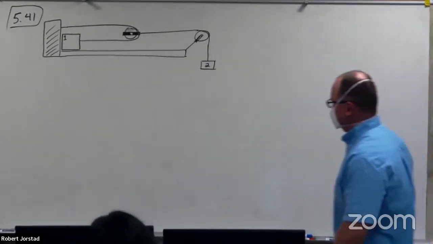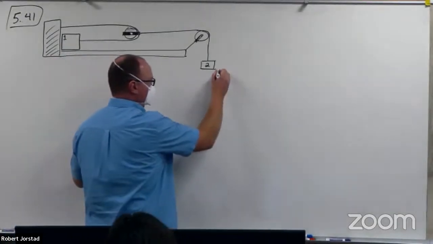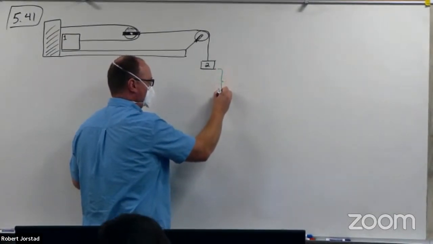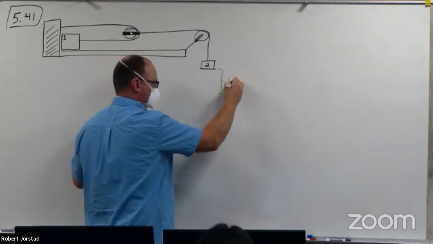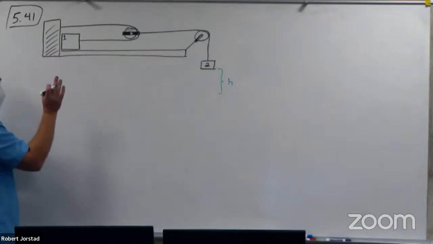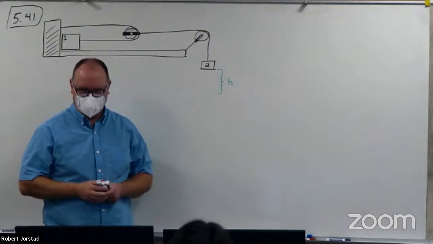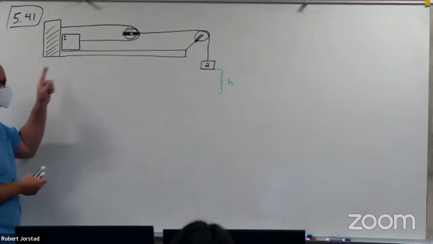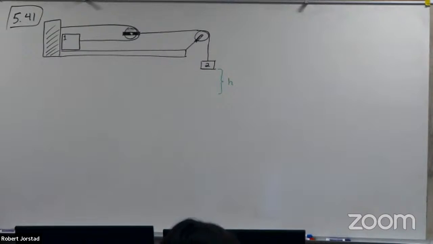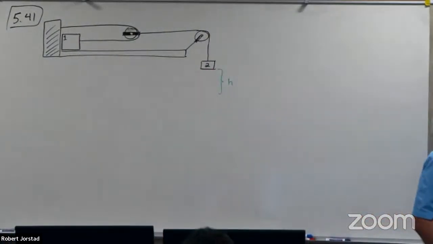All right, in this case, my first question is, let's suppose object 2 moves downwards distance h. So let's say I let go of it, I pull the stopper out, I release it from rest, this one falls down distance h. My question is, how far will object 1 move? Will it move the same amount? Will it move twice as much? Will it move half as much? Or will it move some other amount? Again, we're wondering how much object 1 will move.